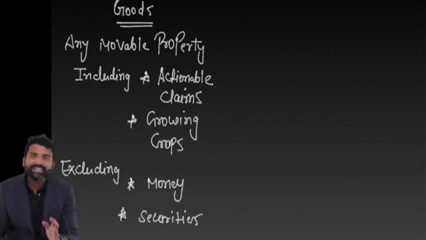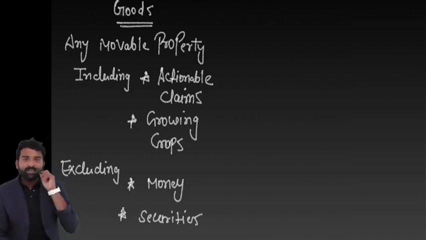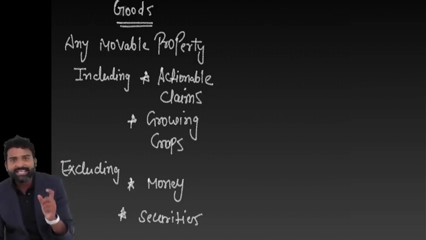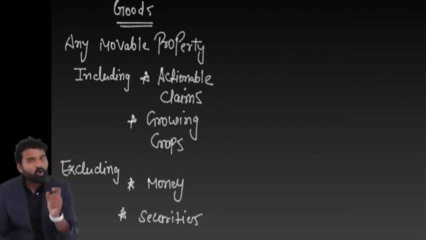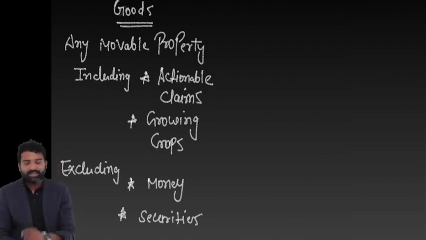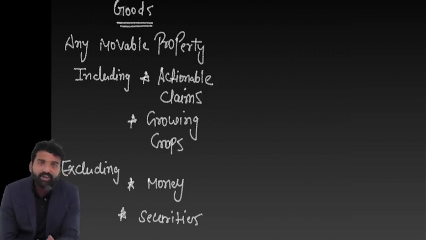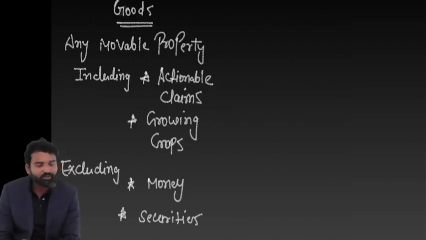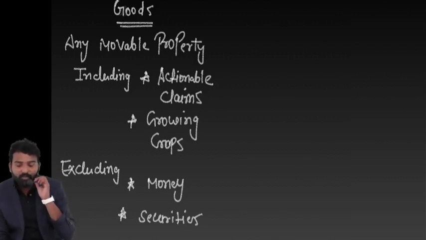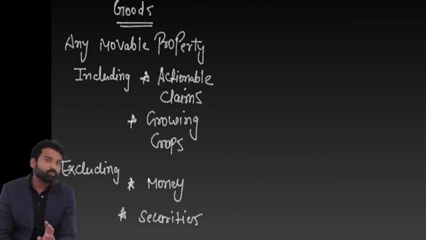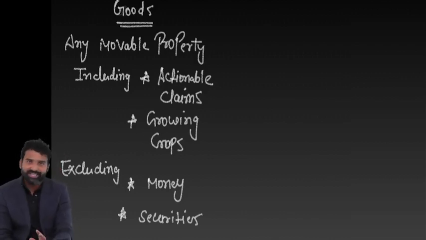So if I am selling lottery tickets or casino chips, then it is an actionable claim and it is included in the definition of goods, so that GST can be charged on gambling or lottery tickets as well. So for levying the tax on gambling, they have to include actionable claims in the definition of goods. So goods includes any movable property, actionable claims, crops, but again it excludes two important things: money and securities.